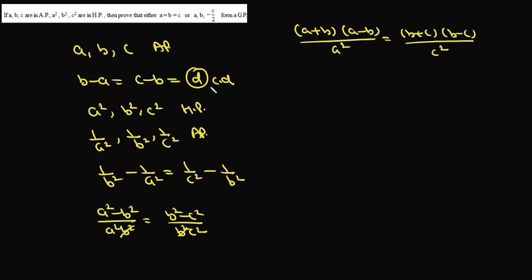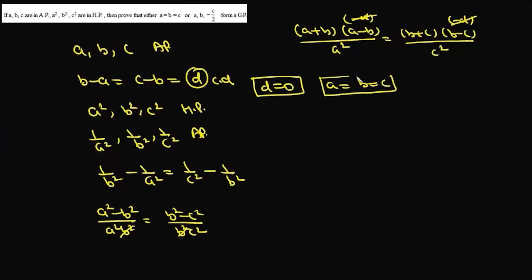Now a minus b is minus d and b minus c is minus d. So this is minus d and this is minus d. So if we cancel this out, we'll get this one result that d is 0. And if d is 0, it means a equals b equals c. So one of the results that we can get here is a equals b equals c.